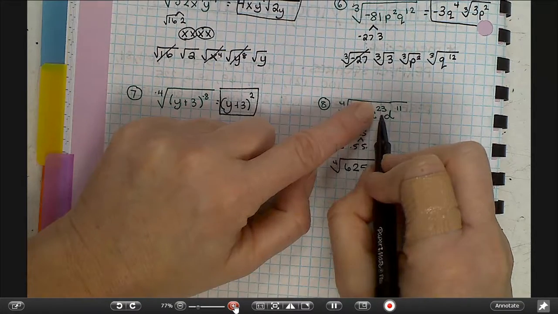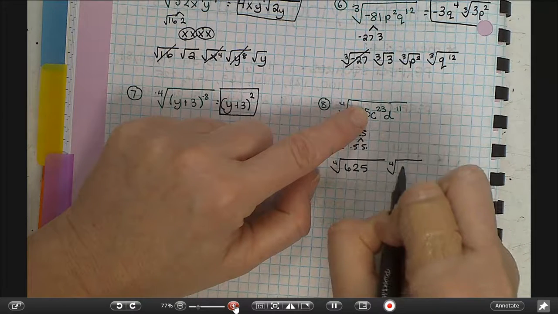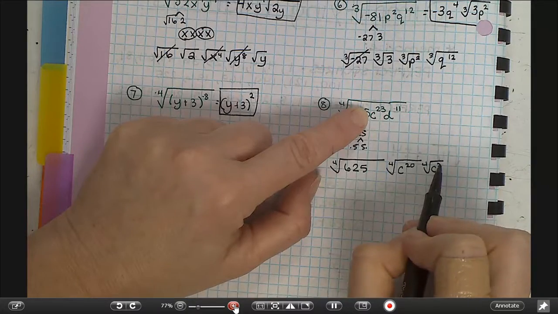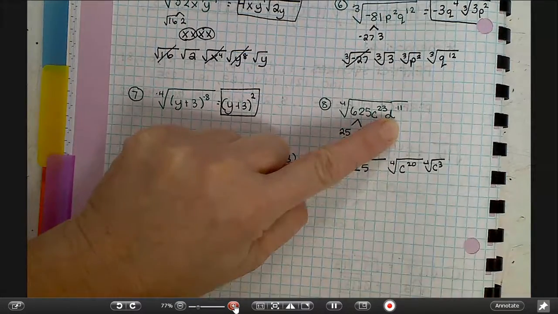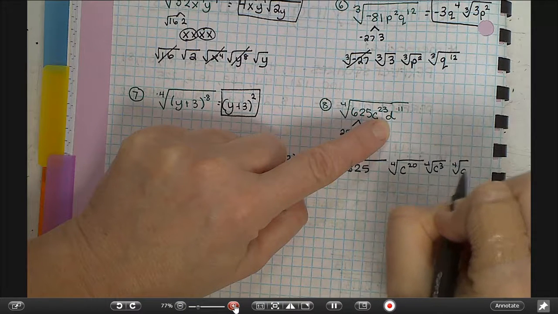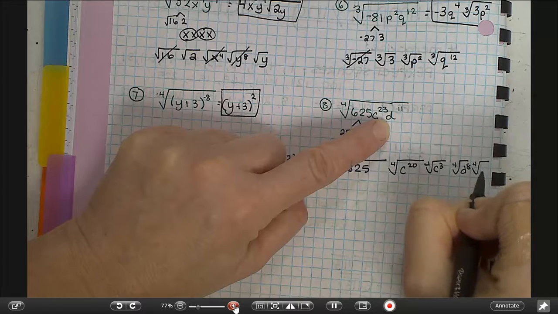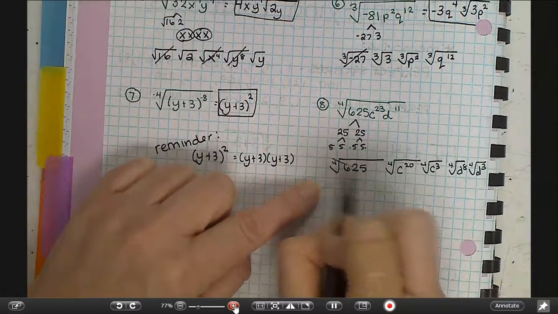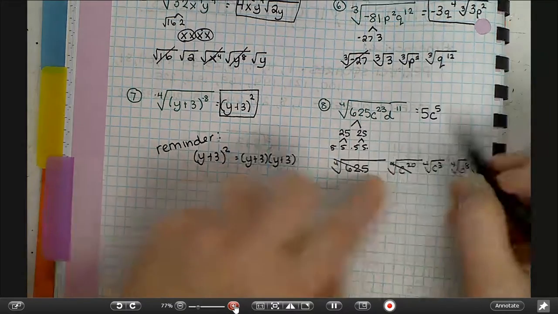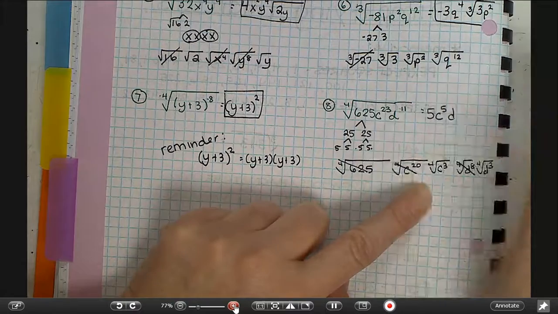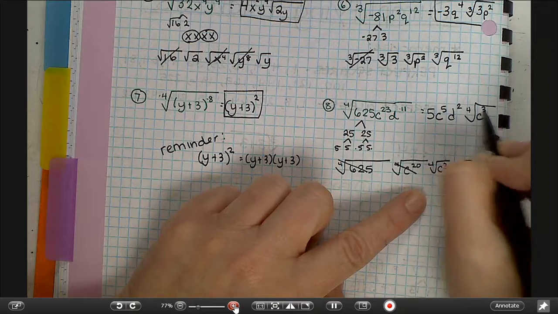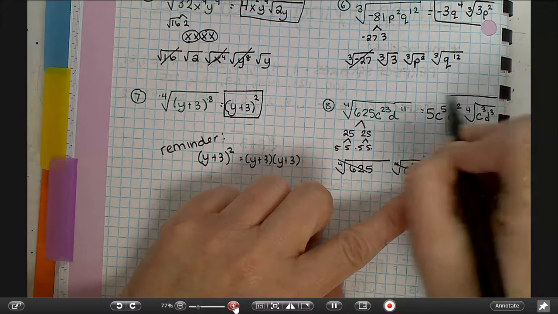23 is not divisible by 4, but 20 is. So I'm going to put c to the 20 and then the 4th root of c cubed. That's 23 of them. 11 is not divisible by 4, but 8 is. So I'm going to put d to the 8th and d cubed. Now we're going to take all the perfect ones. 5, c to the 5th, I divided. d squared, I divided 8 by 4. And we're left with c cubed, d cubed under the radical.